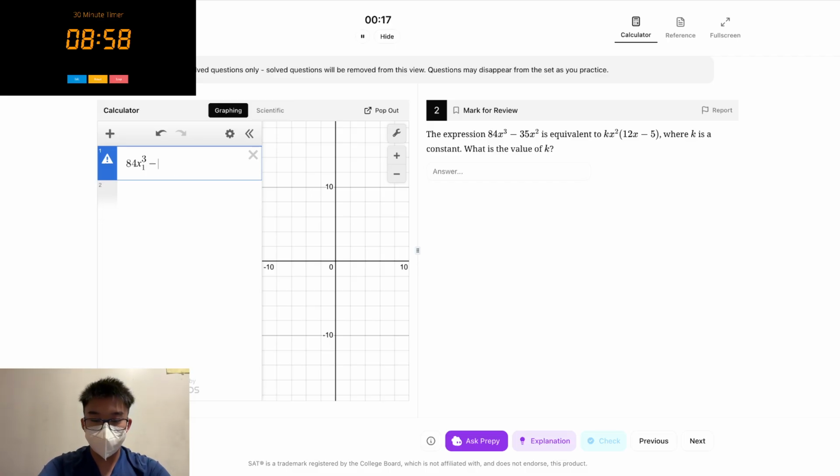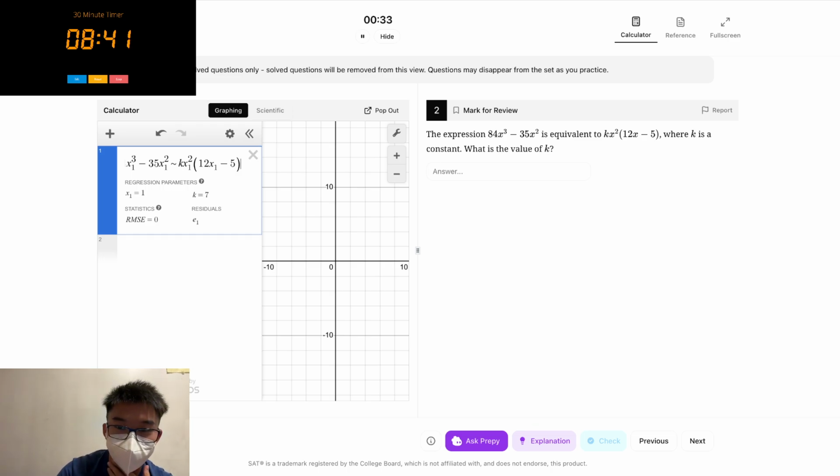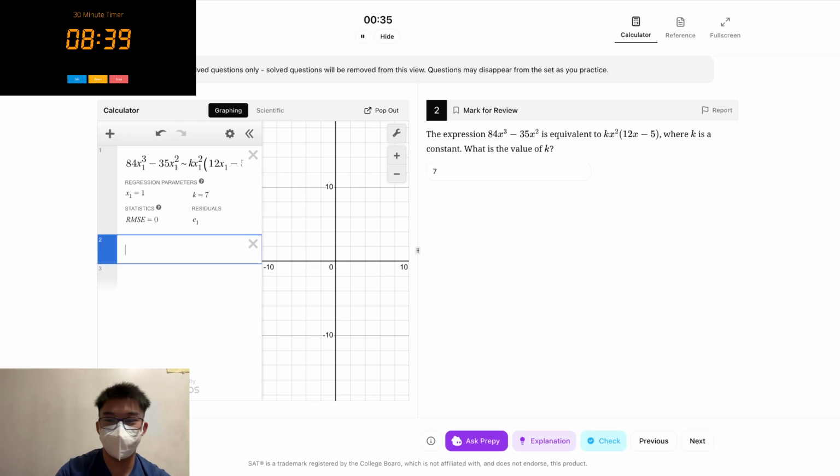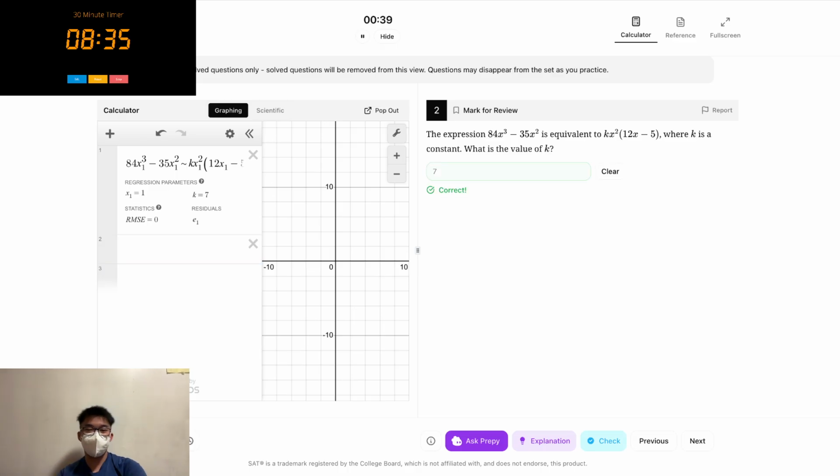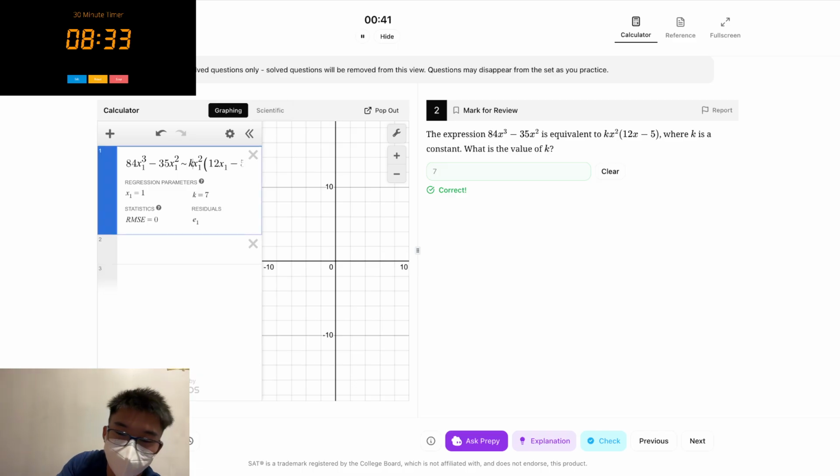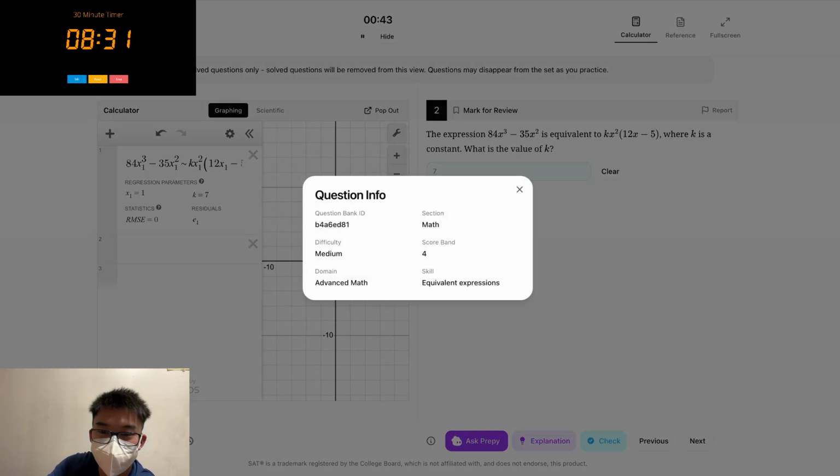F of 3 minus 35 x of 1 equal to 2. I'll do regression: k x of 1, x of 1 square root of 2, 12 x of 1 minus 5, where k is a constant. What could k be? Let's try just plugging that in for now. Okay, cool. So as you can see, regression is very helpful.